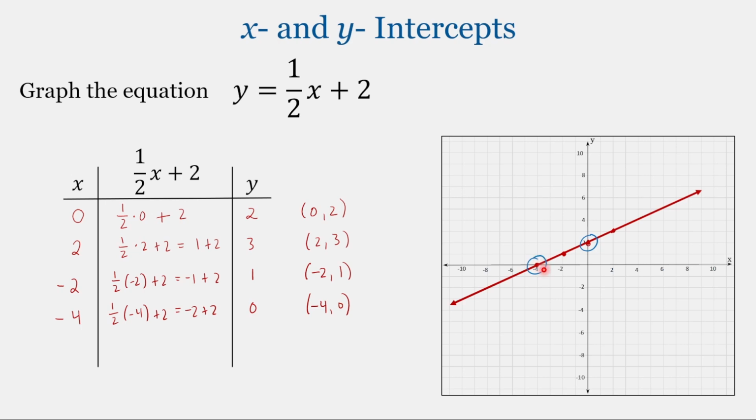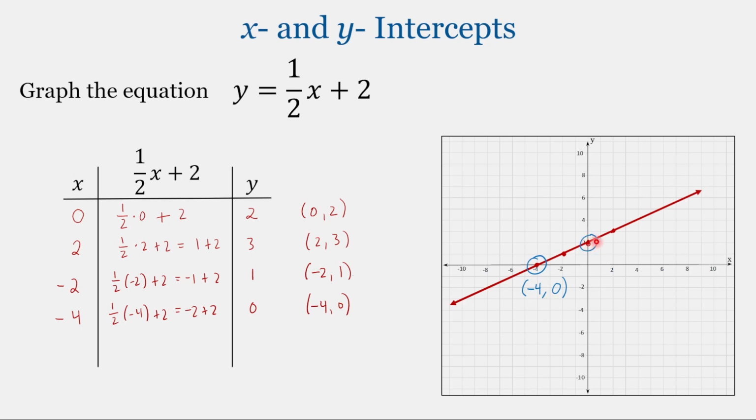In this example, the line appears to cross the x-axis at -4. So the x value of the ordered pair is -4. But since it's on the x-axis, we don't go up or down. So we have a y-coordinate value of 0. The ordered pair of the x-intercept is -4, 0 for this example.